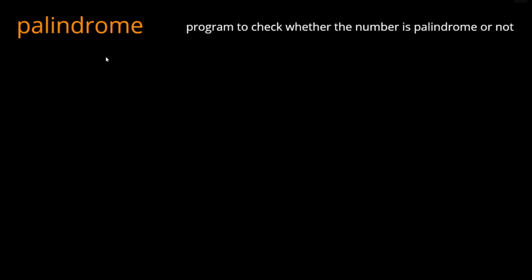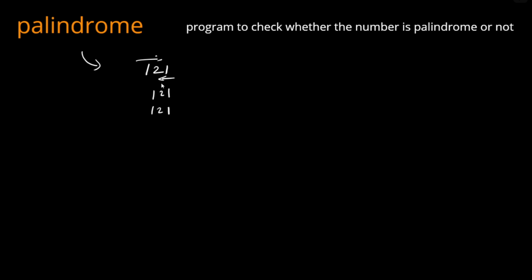So today in this video we are going to learn about palindrome and also we are going to build one program to check whether the number is palindrome or not. So basically a palindrome is a sequence of numbers which reads the same from backward as well as from forward. Meaning that if we read a number from backward it will still be the same, and if we read it from the front it will still be the same.